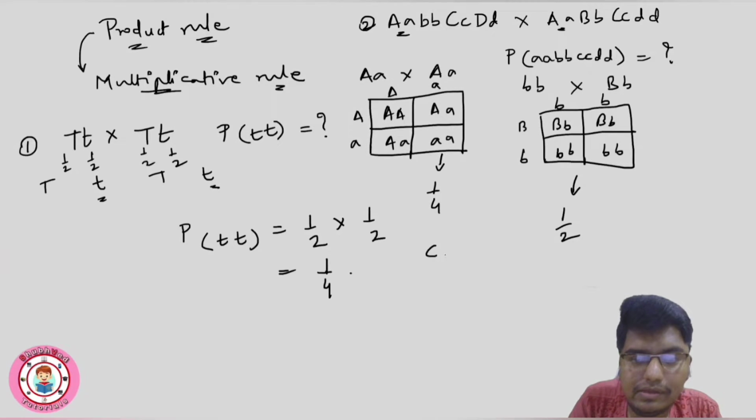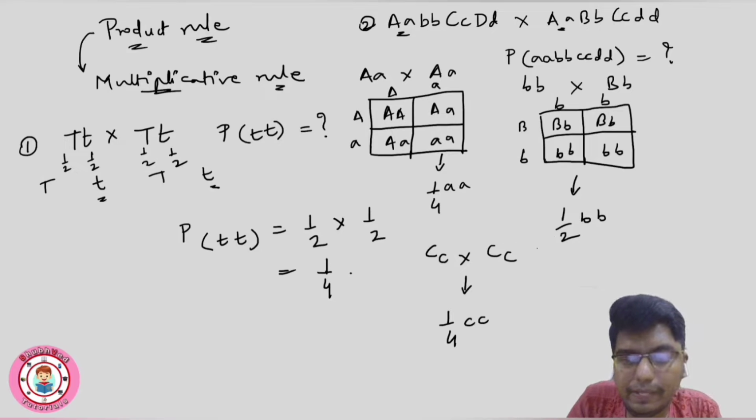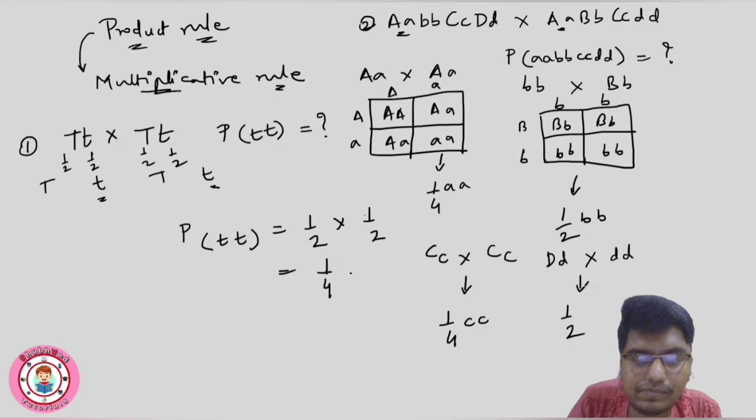Now next, CC to CC. This is again 1 upon 4 CC, right? Here AA, here BB, and now DD, DB, DD. Again this will be 1 upon 2, right? Half half. So now we will multiply to find the probability of this.